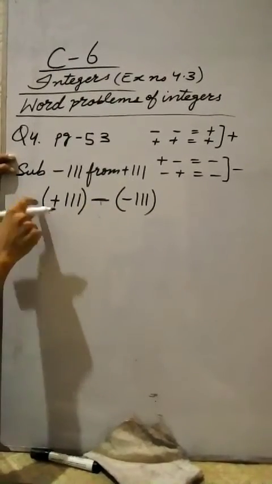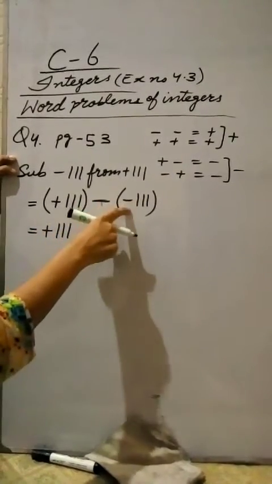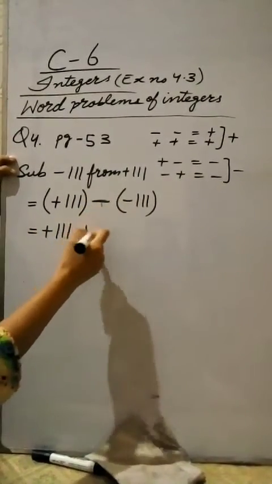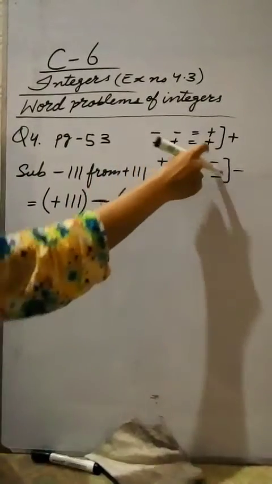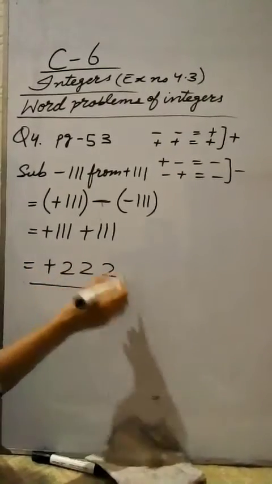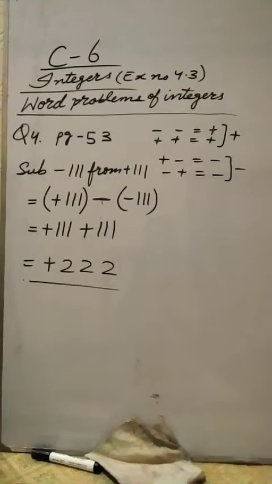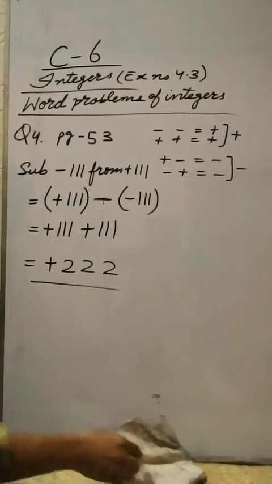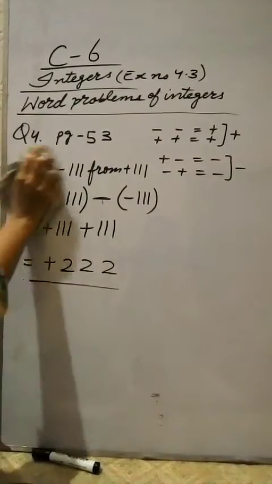Now open it. Any sign outside? No. 11. But now we have two signs. Solve it. Minus minus plus 11. Now plus plus, plus. So 22, and the sign of the bigger value. Both signs are the same. That's why we have to put the sign of addition. So this is the step for solving the word problem. Questions like word problems.